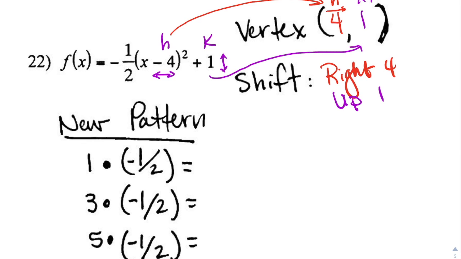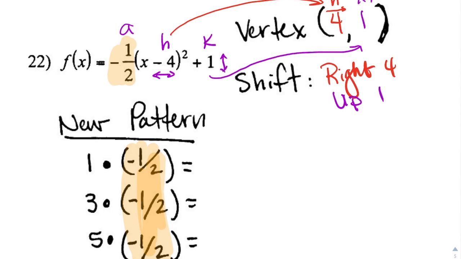All right, now I know my vertex, so I know how I'm going to shift. But now I have my A value that is different. So I have to take it and multiply it by my usual pattern. And when I do that, oh, there's two things going on. It's a negative, so that means my answer is going to be negative, and it's going to flip my graph, frowny face. And then I'm going to have an adjusted pattern.